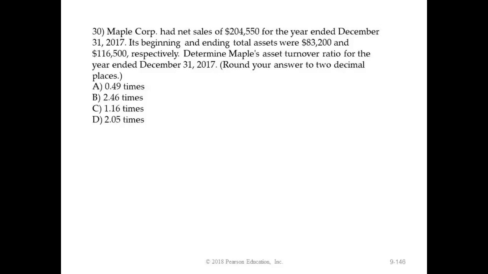Now my asset turnover ratio is going to be net sales divided by average total assets. So again, $204,550 is going to be my numerator. Average total assets of $83,200 plus $116,500 divided by 2. And I'm going to throw all those numbers into the formula, and I'm going to come up with an asset turnover ratio of 2.05 times. Okay? So the correct answer on this one is D.